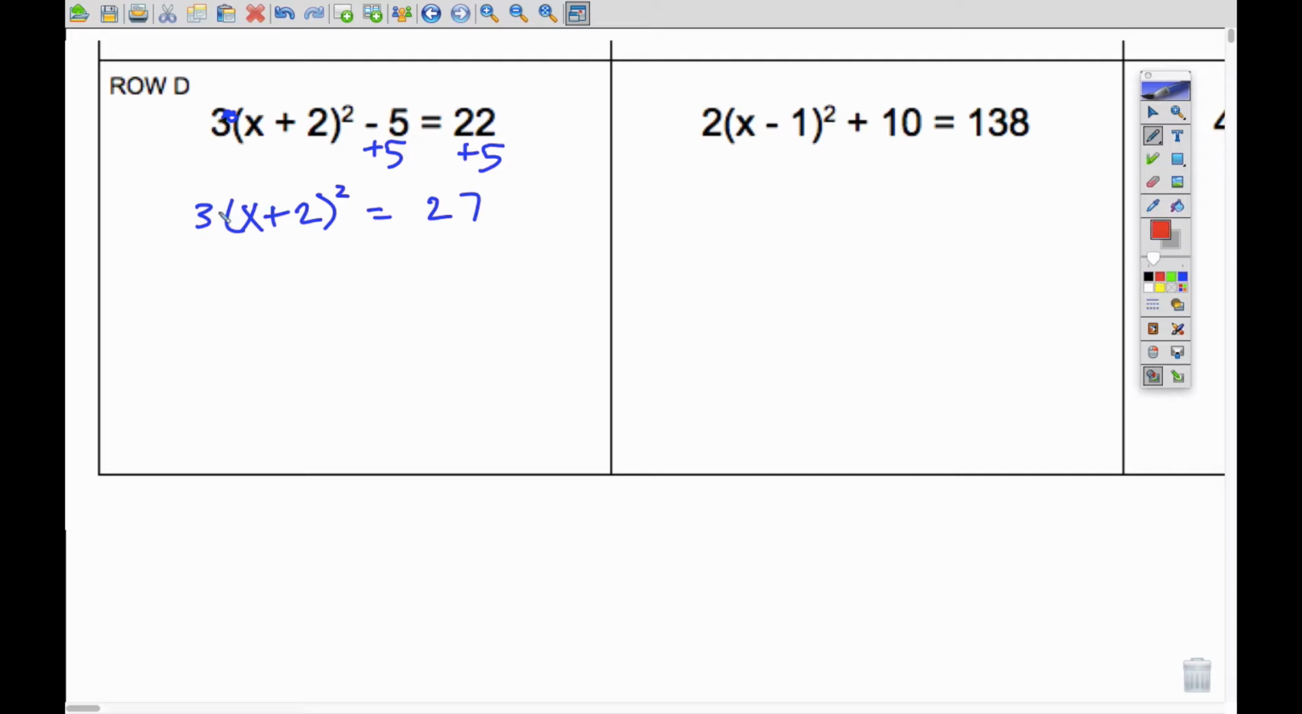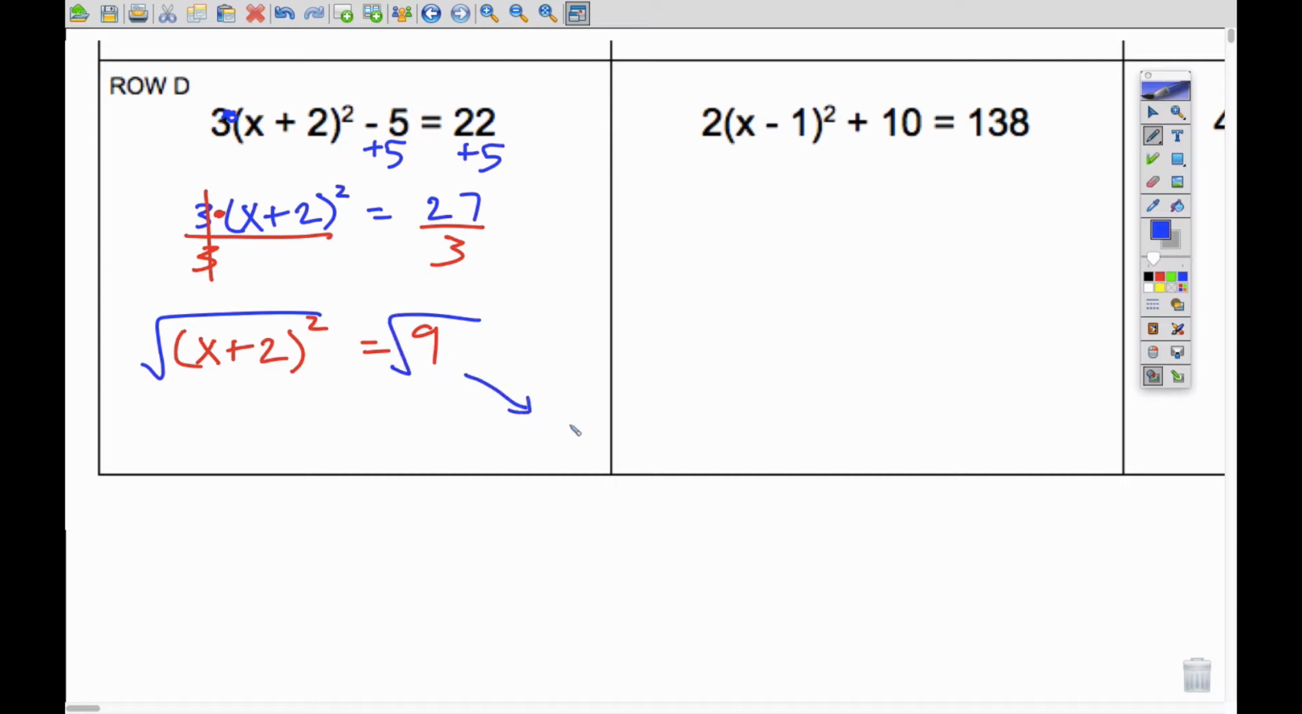Now to get rid of the 3 being multiplied, I do the opposite and I divide. Because remember, positive 3 divided by positive 3 is 1, so those cancel out. So now what I'm left with is (x plus 2) squared is equal to 9. Now I have to deal with the exponent. So to get rid of squaring, I take the square root on both sides. Then the square root of 9 is 3 and negative 3.